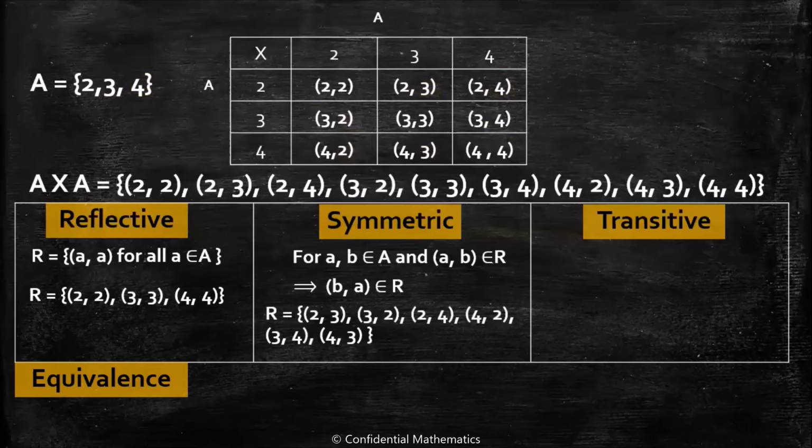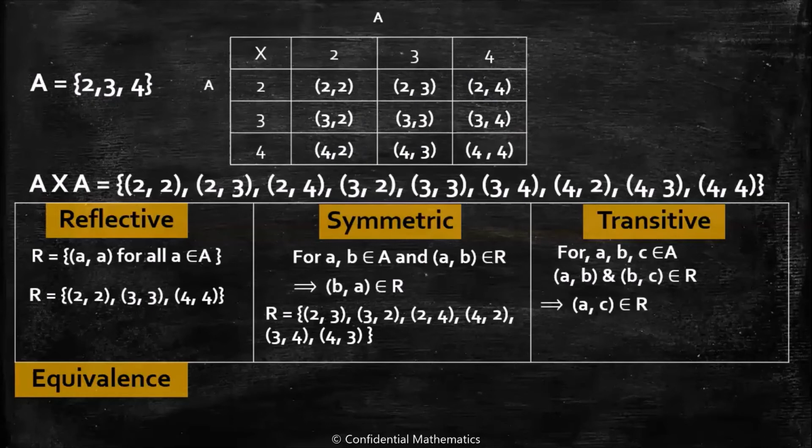Now what is the transitive relation? This is one level higher. For the elements A, B and C in set A, taking only some elements, it is not compulsory to take all the elements. If A is related to B and B is related to C in the relation R, it means there are two ordered pairs in relation R, A comma B and B comma C. Now it gives us A is related to C. First is related to last.